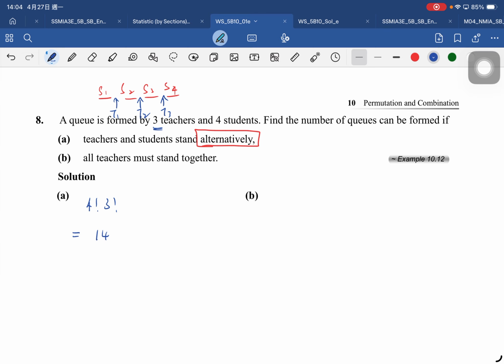So now the answer should be 144. Remember, describe what you are finding. You may say that numbers of cubes. And then the second one teachers must stand together.